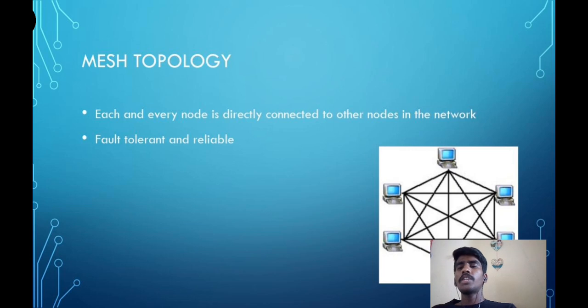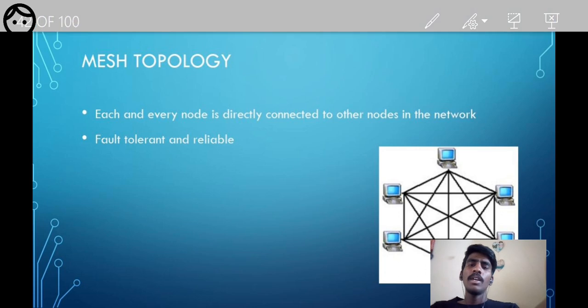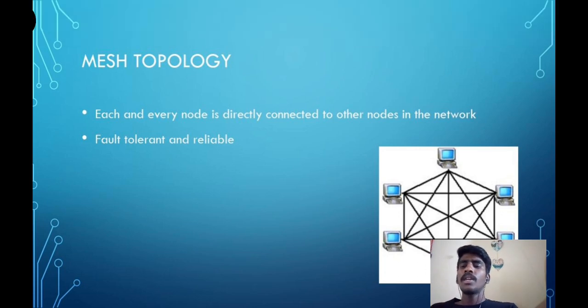Now what is mesh topology? Mesh topology is better than these. In mesh topology, every node is connected with every other node. You can see how complex it is, and it is fault tolerant and reliable. There are multiple paths. If there is any system crash, there is no risk of other systems being affected.